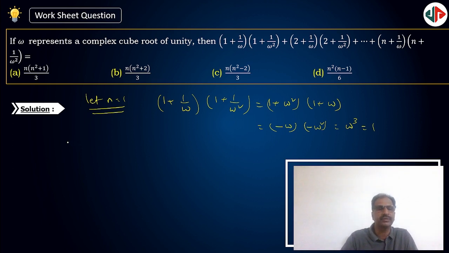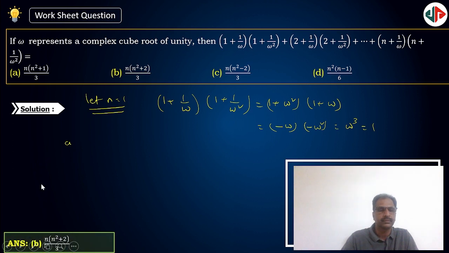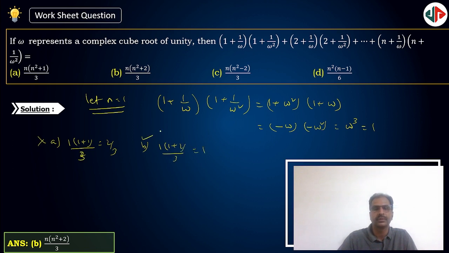Which option gives 1 when n is equal to 1? What is option A? Option A, when n is 1, this is 2 by 3, which is wrong. Option B, 1 into 1 plus 2 by 3. This is correct. The second option is the correct answer.